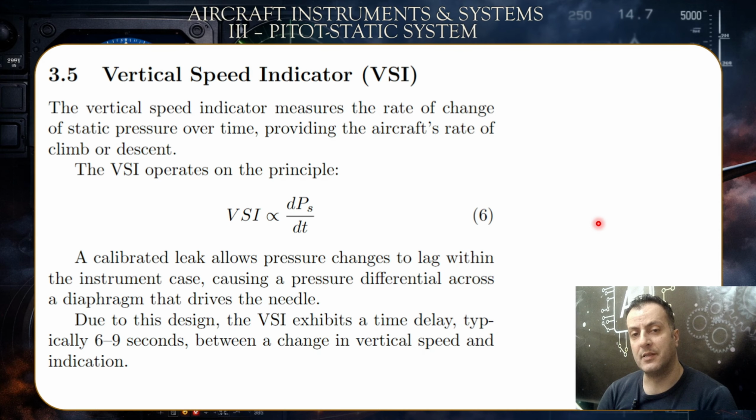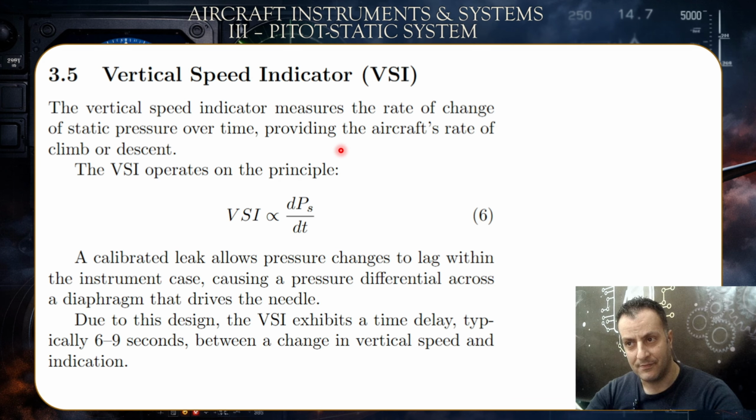VSI, or vertical speed indicator. Now, as we probably have already mentioned, the VSI measures the rate of change of static pressure, not the difference between the static pressure and the sea level pressure, the actual PS and P0 at sea level, but rather the rate of change, or the speed of change, providing the aircraft's rate of climb or descent.